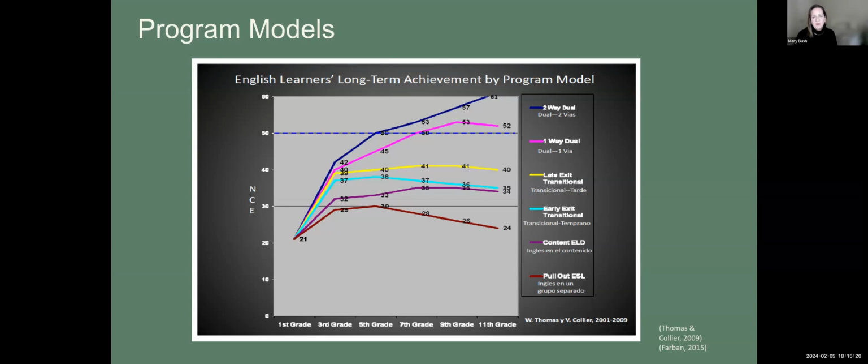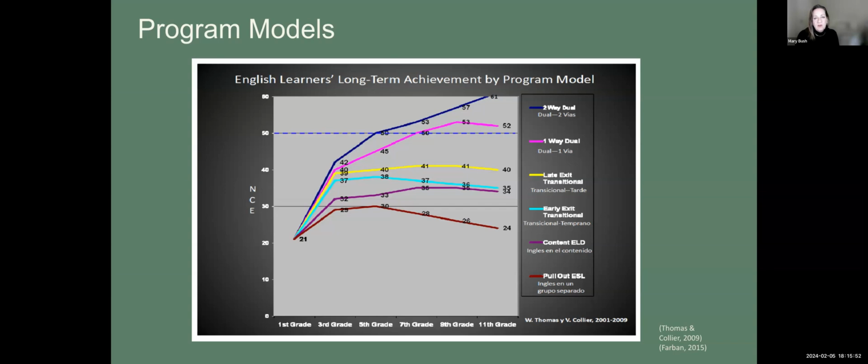So let's get to this graph, and what does the graph mean? This graph was designed by a team, Dr. Thomas and Collier, who did a longitudinal study years ago about the effectiveness of dual language. So you can see the achievement scores on the left-hand side. You can see the grade level down on the bottom. The dotted purple line at the 50th percentile is representative of native English speakers.